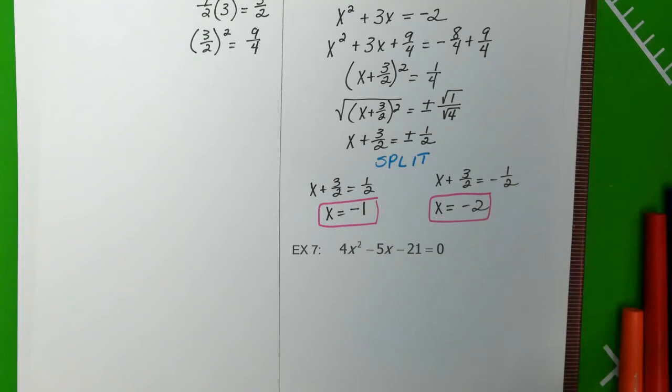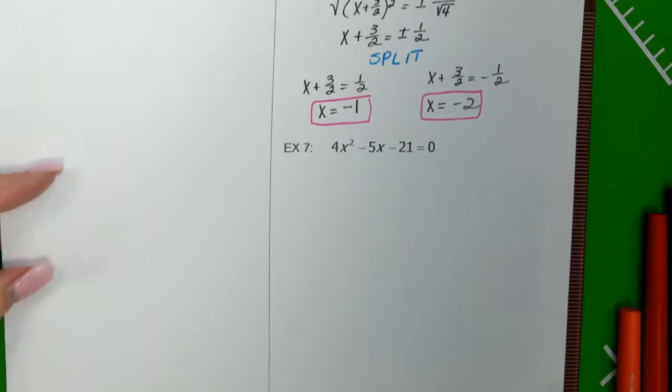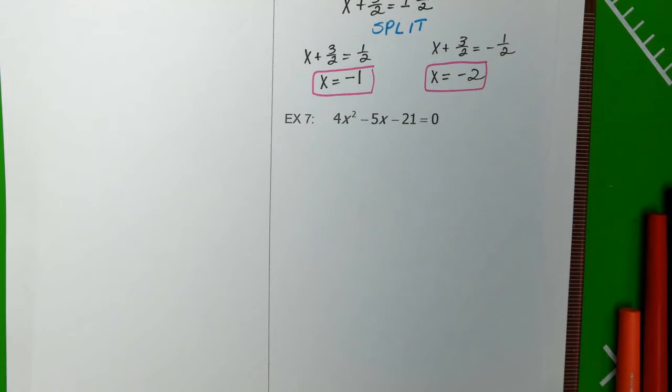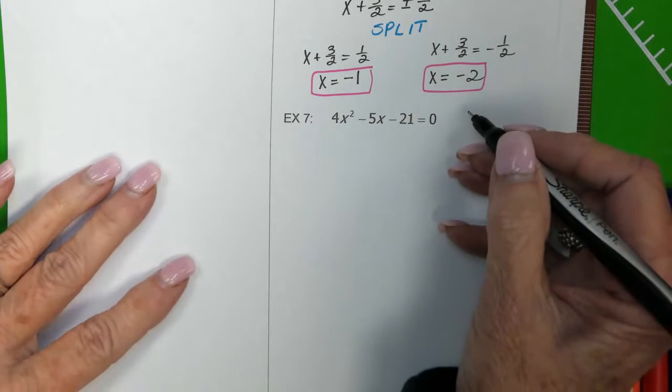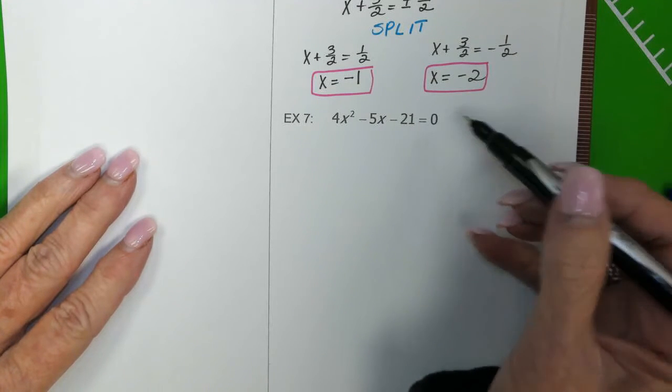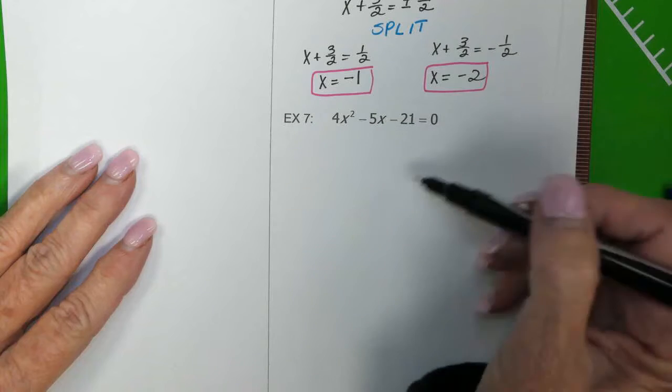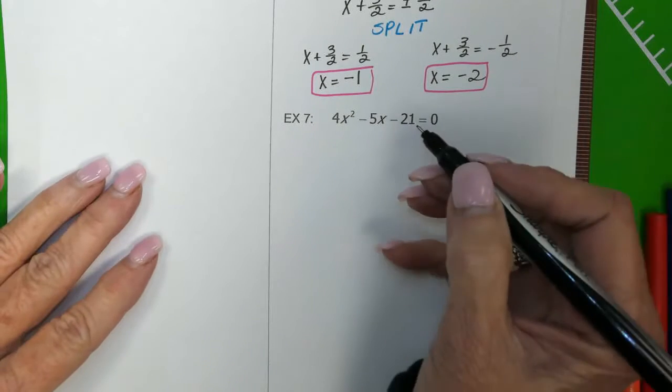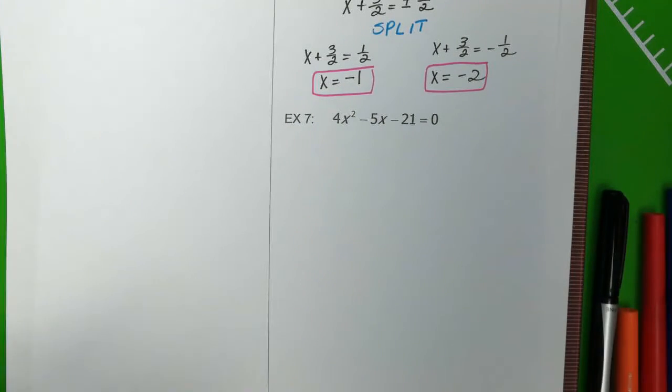Alright, so we're on example 7. Leading coefficient that's not a 1. So we're going to move the constant to the right. You can do those two steps in any order. You can either move the constant to the right and then divide, or you can divide and then move the constant. That really doesn't matter which order you do those two steps in.